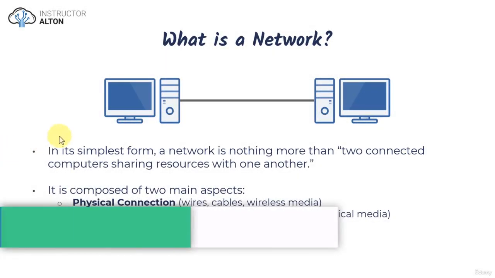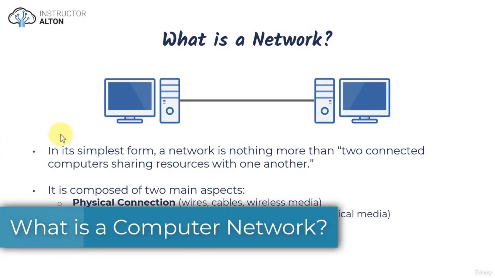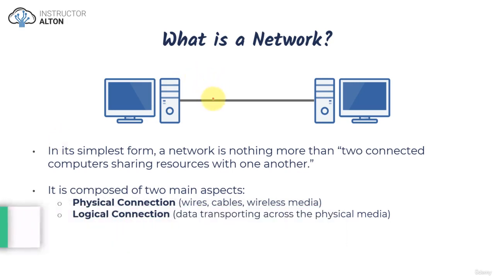In this video, we're going to talk about what a computer network is in its simplest form. When we're talking about a computer network in its most basic form, it's really nothing more than two computers that are connected together to allow them to share resources with one another.